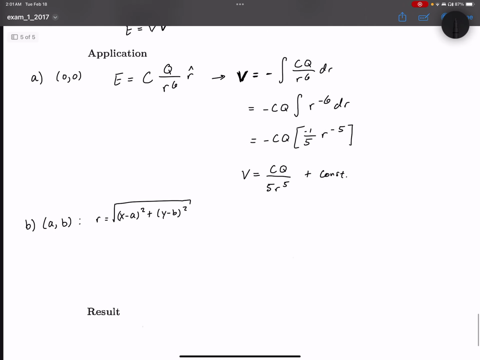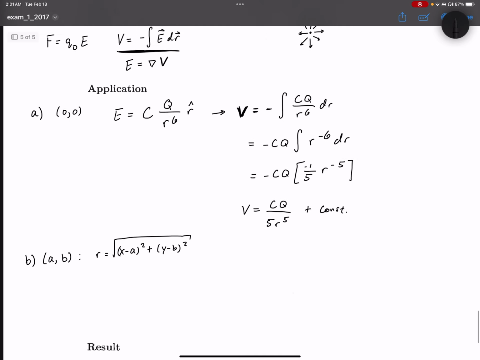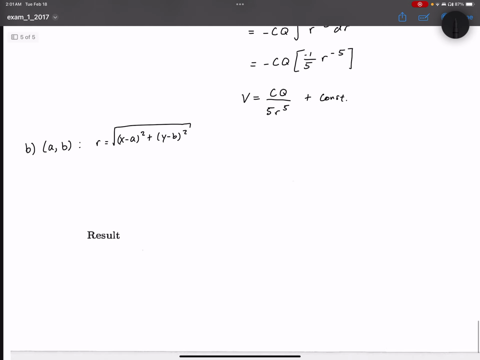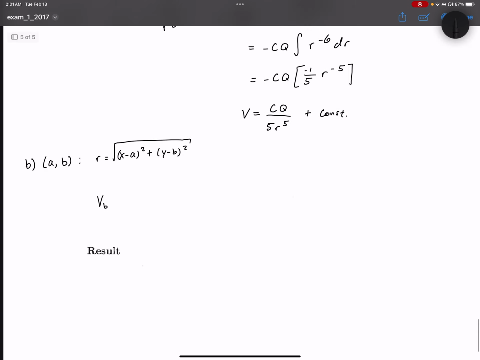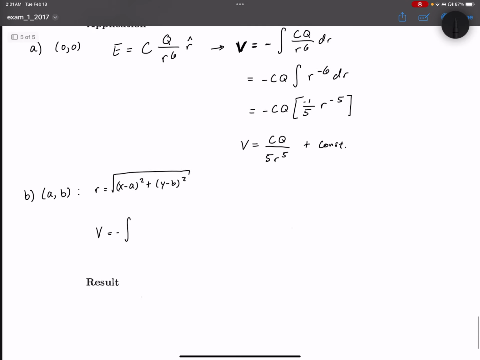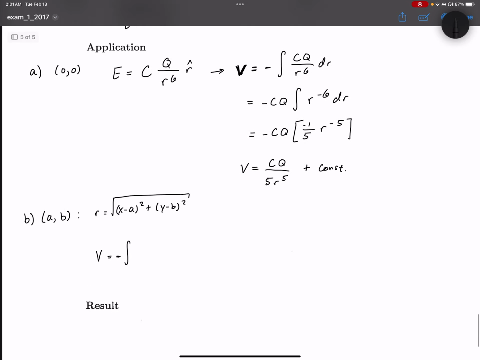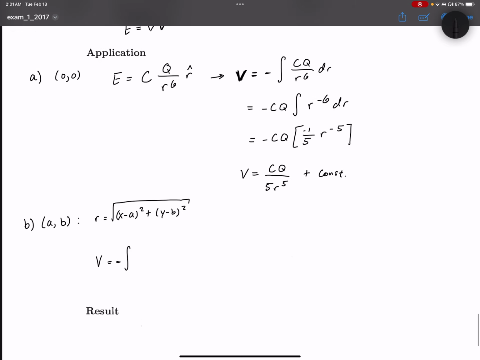Then what we want to do is throw that into the equation for V. This is V equal to the negative integral of, again, CQ.